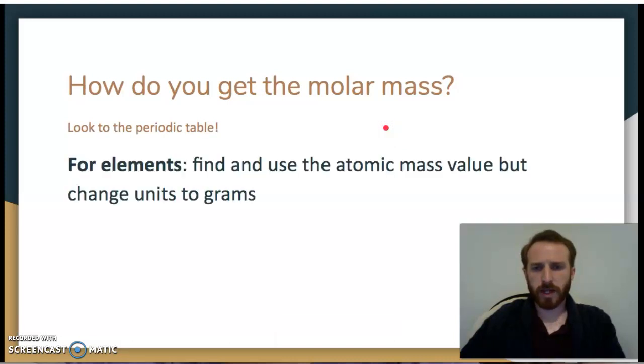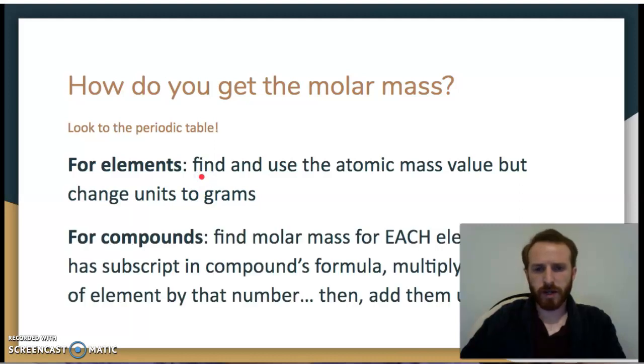You're going to start by identifying, for elements, the atomic mass value, and then just change units from atomic mass units to grams. Don't put AMU at the end, put grams. And 1 mole of, say, hydrogen, as in the example I gave, is 1.01 grams.